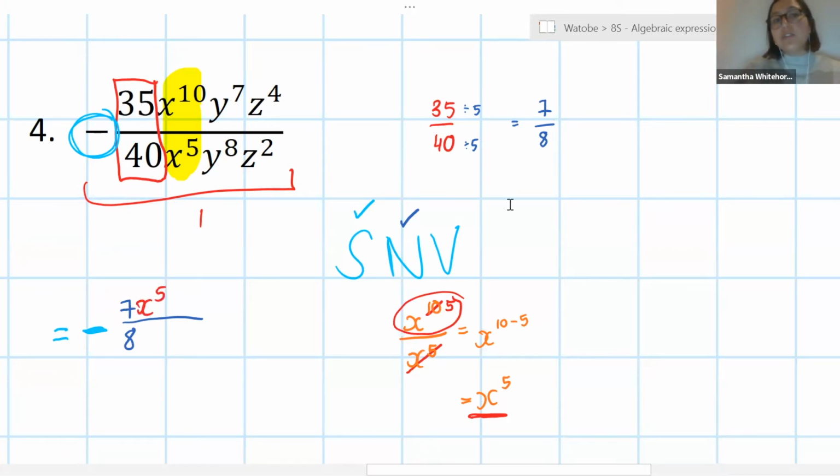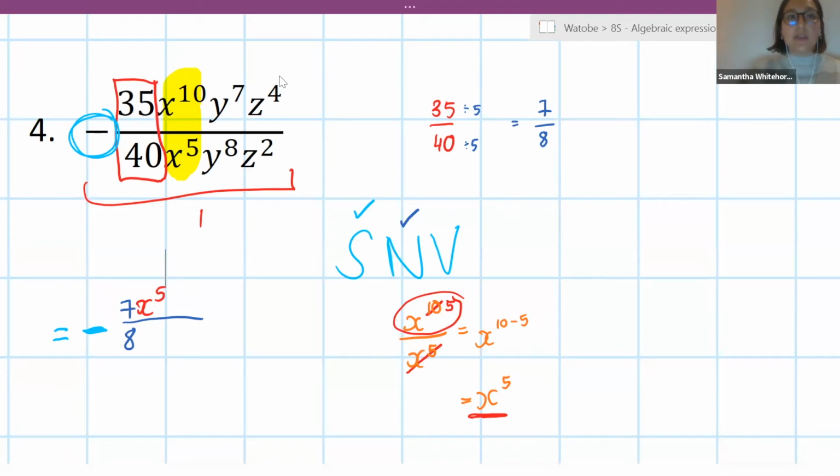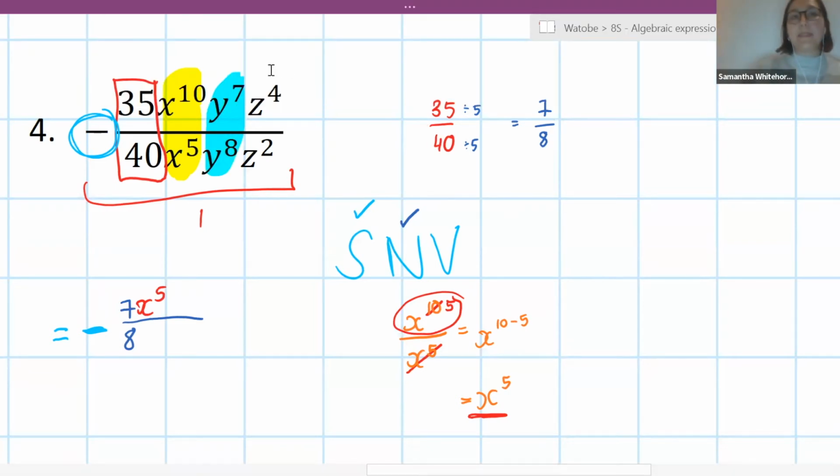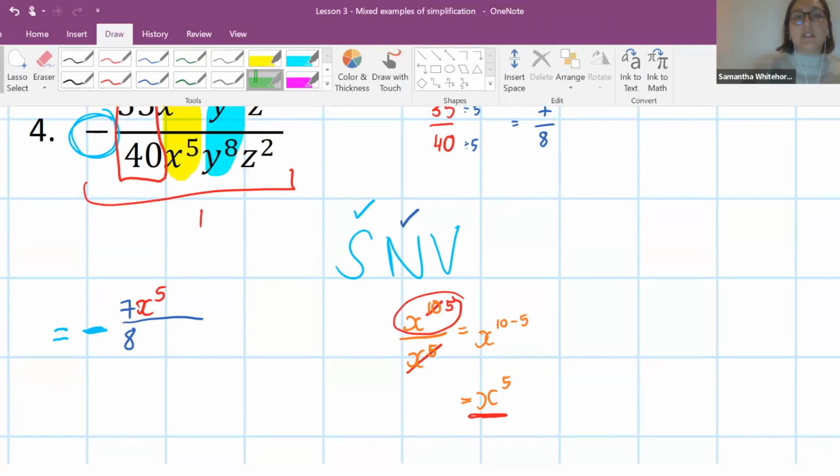Okay, so I want you to try and finish off simplifying the y's and the z's for me. And then you can put your answer straight into the chat, or you're welcome to raise a hand. But keep simplifying those variables so that we can get a final answer here. So you've still got the y's to simplify, and you've got the z's to simplify.